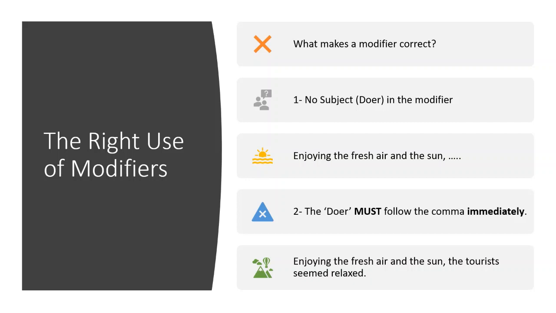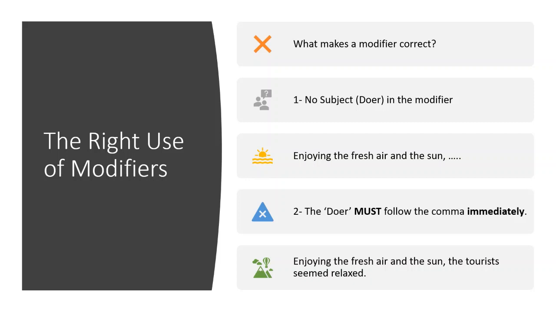I mean, no doer in the modifier. What does this rule mean? It means that if you read the modifier by itself, I mean, if you read the modifier alone, you as a reader cannot identify the doer of the verb mentioned in the modifier. And if you cannot identify the subject or the doer, the verb of the modifier is most likely correct. If the subject is mentioned in the first part, then the first part is not a modifier at all.